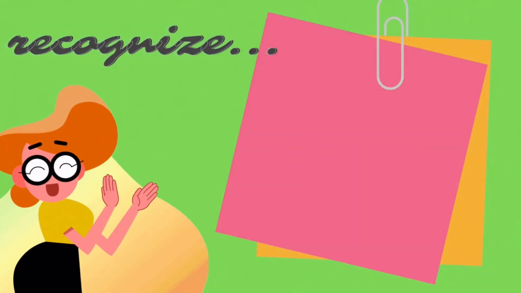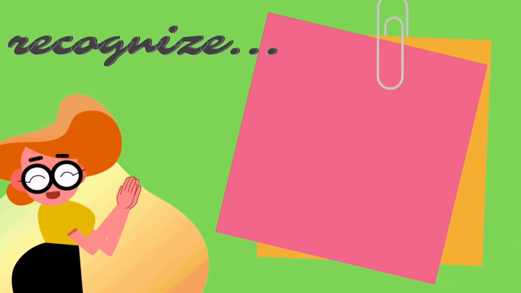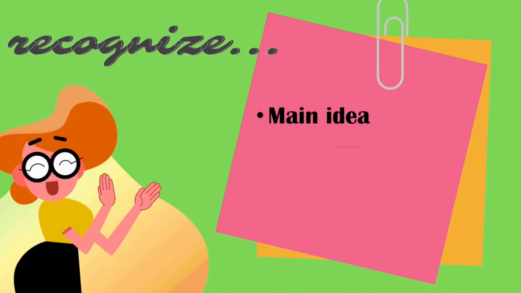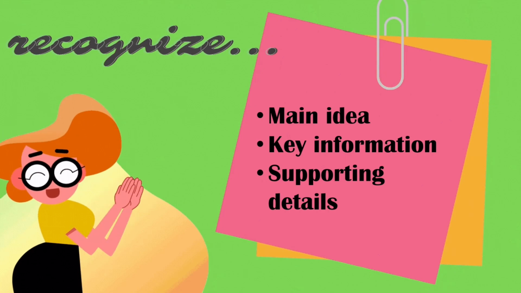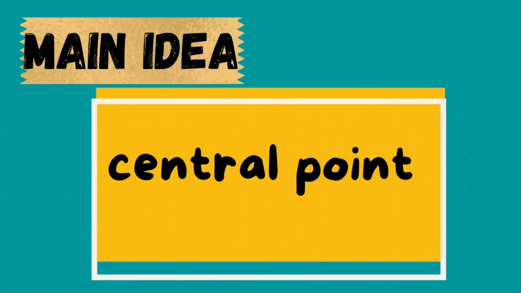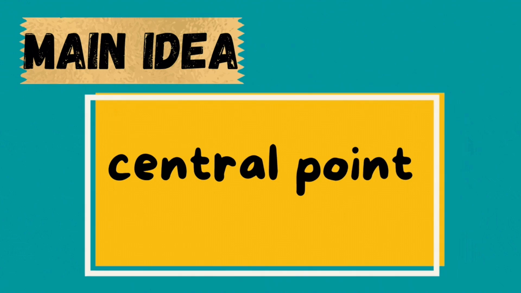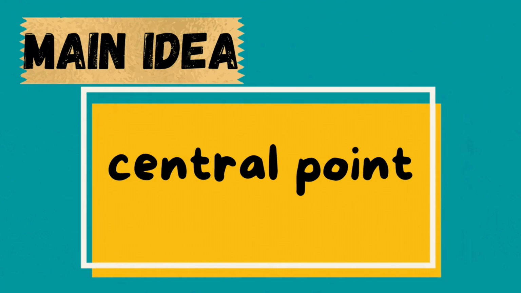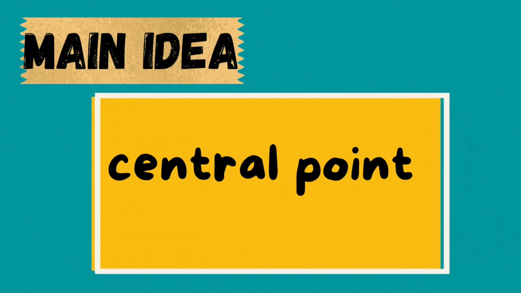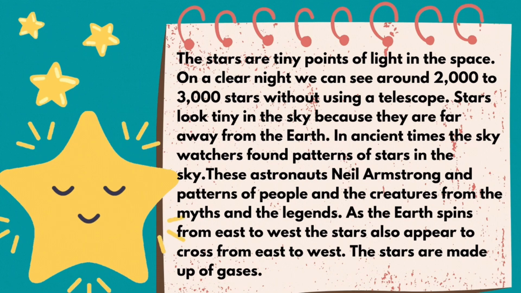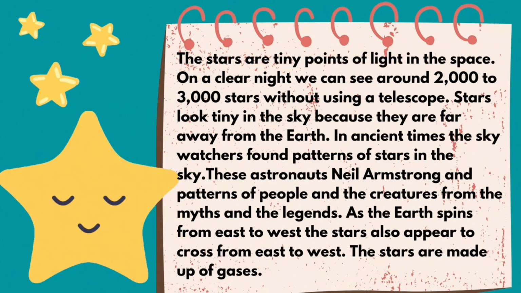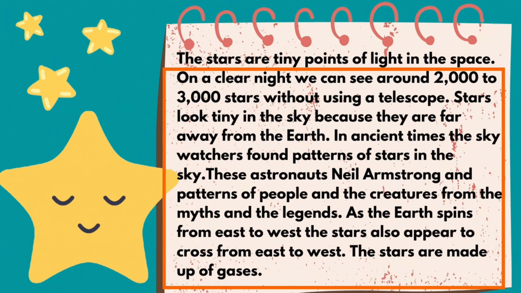When summarizing, it is important that one knows how to recognize the main idea, the key information, and the supporting details given in a text. The main idea refers to the central point that the author is trying to communicate in his or her work. A given text can have one or more central ideas usually found at the beginning. The details in a particular text are provided to support the main idea.